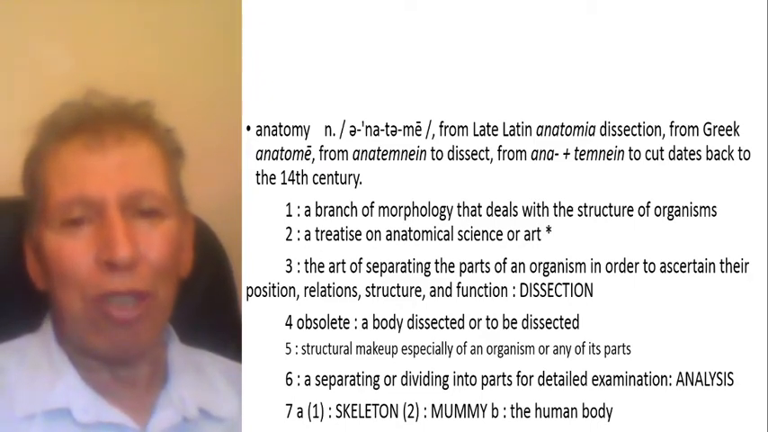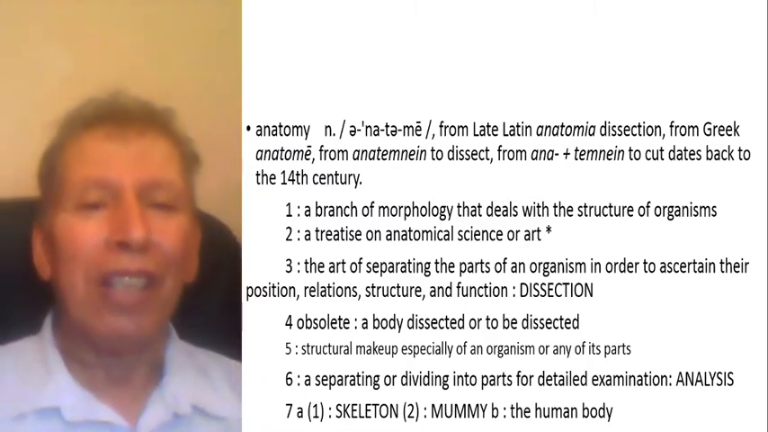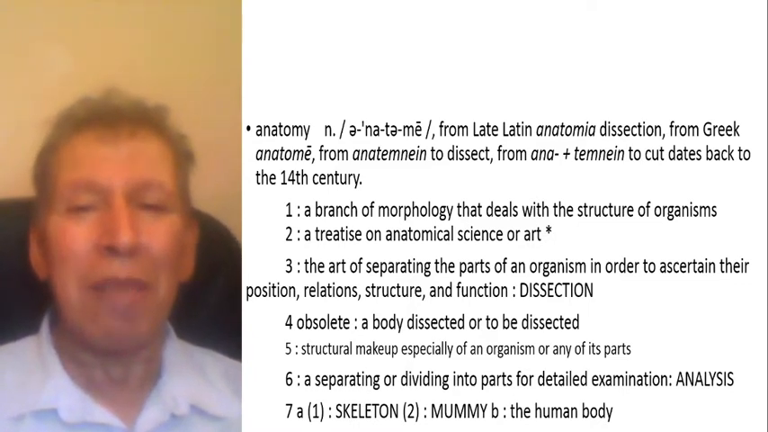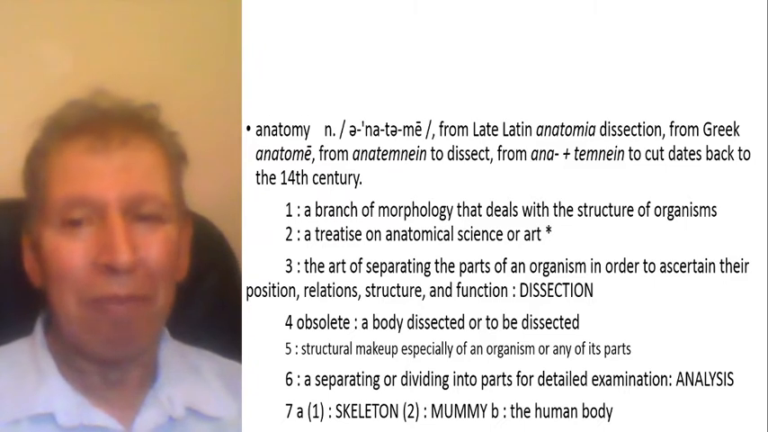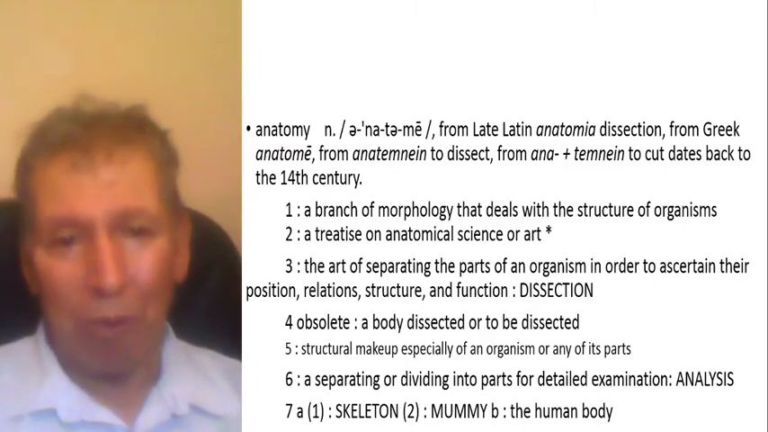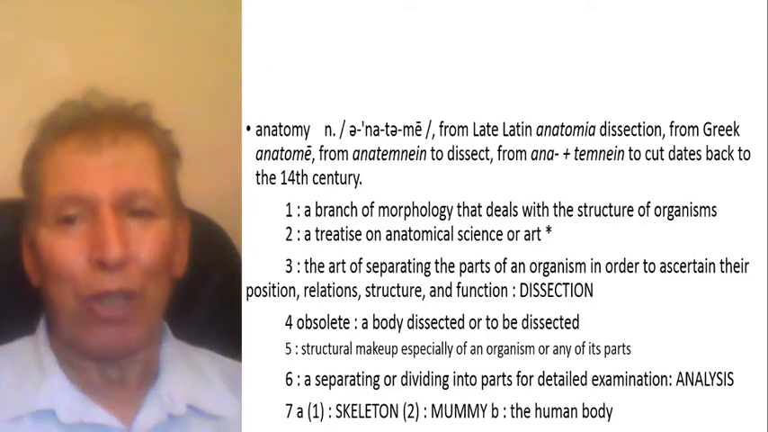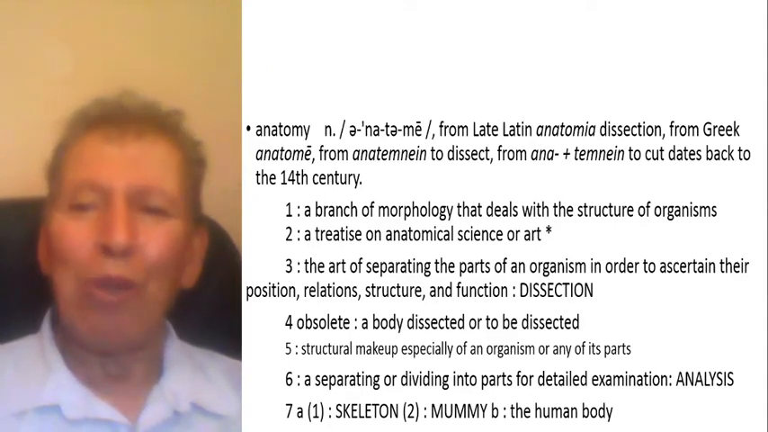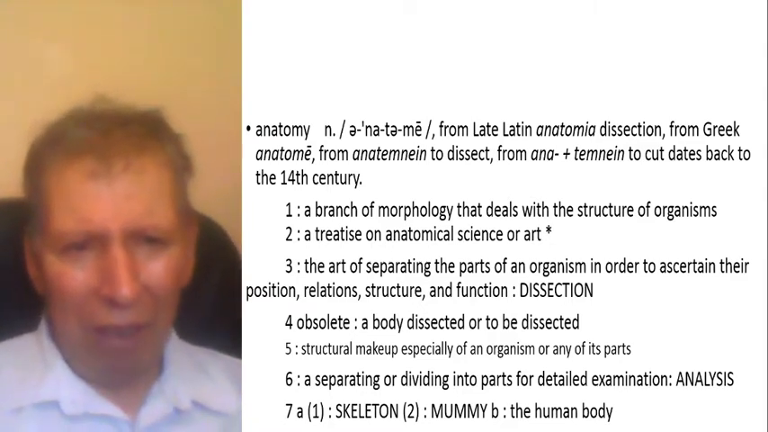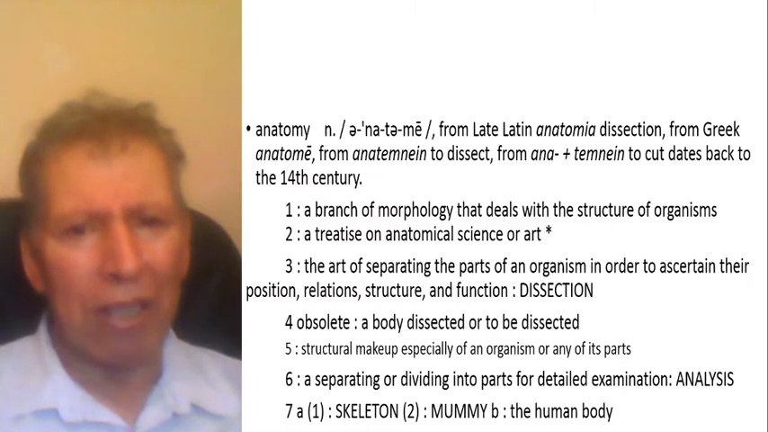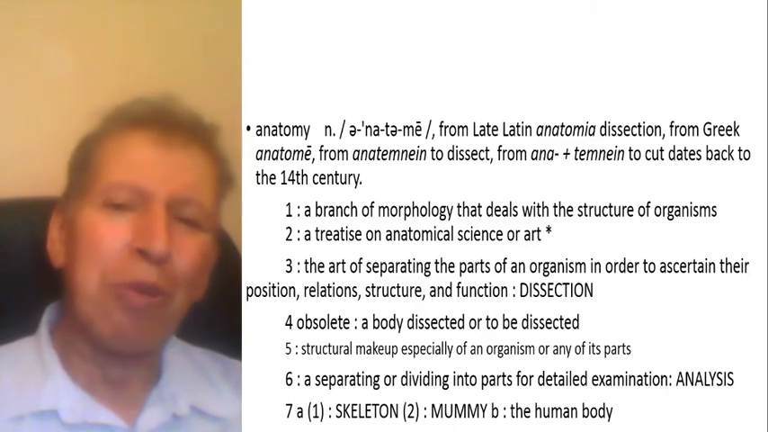It has something to do with structure, how different elements work together within the same system, or the convergence of different systems working together. The original anatomy is about the structure of organisms, but here we're going to look at a specific structure, that of the automobile. Anatomy can be a treatise on anatomical science or art. It's a subject at high school, at university, in schools of medicine.